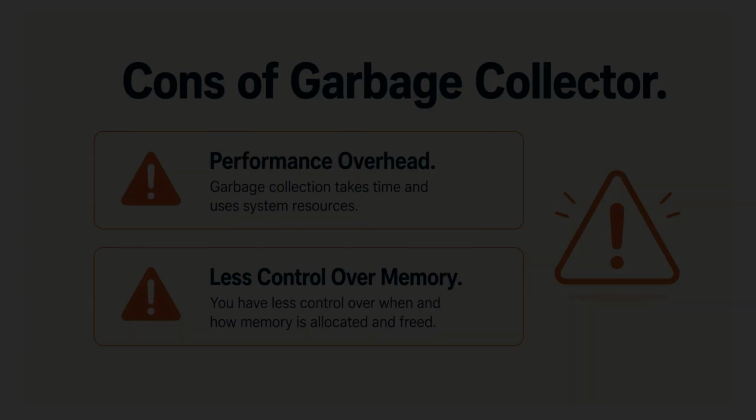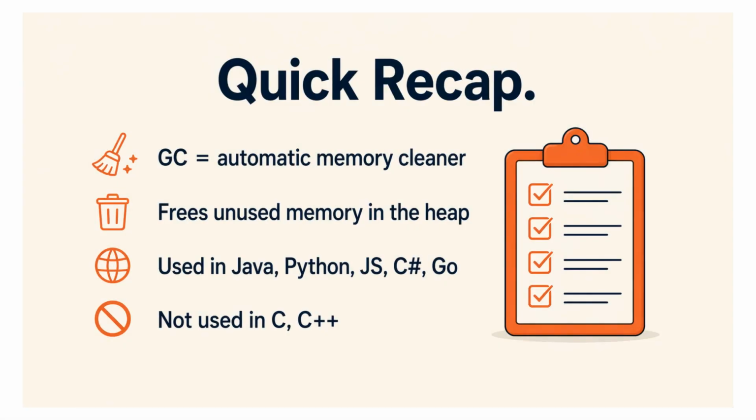All right, let's quickly recap what we covered. A garbage collector is an automatic memory cleaner built into many programming languages. It finds data your program no longer uses and frees up that memory for you. It mainly works on the heap, where dynamic, longer-living data is stored. Languages like Java, Python, JavaScript, C# and Go all use a garbage collector. Languages like C and C++ don't. They expect you to manage memory yourself. The garbage collector makes coding easier and safer, but it comes with a small performance cost and less control over memory. That's the complete picture of how garbage collection works in programming.